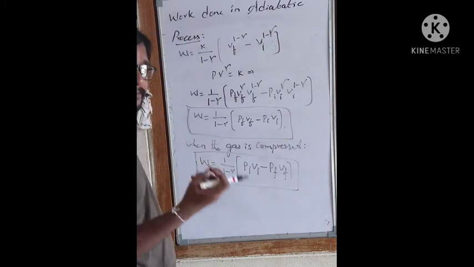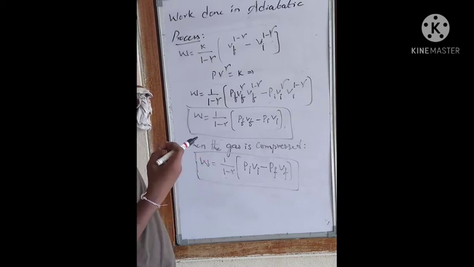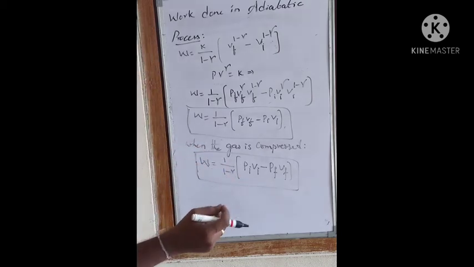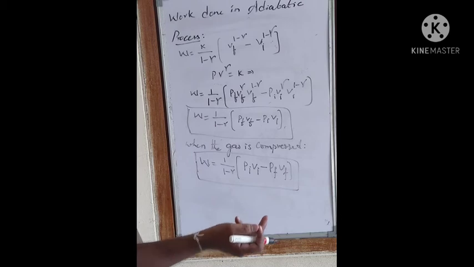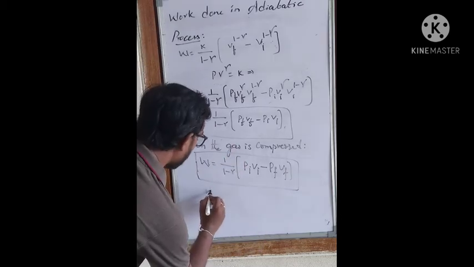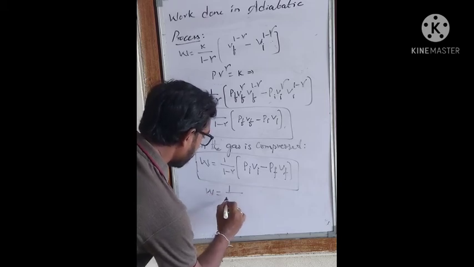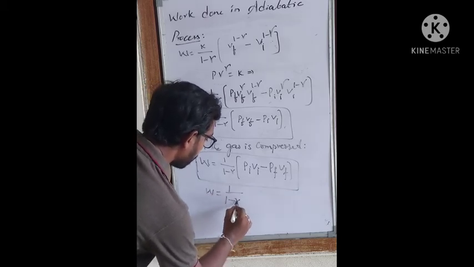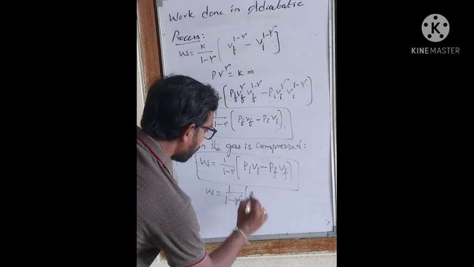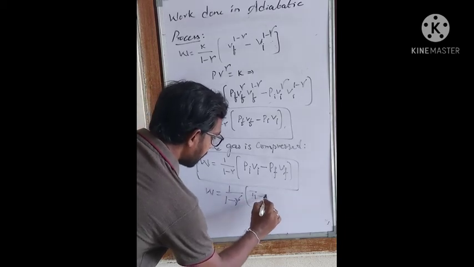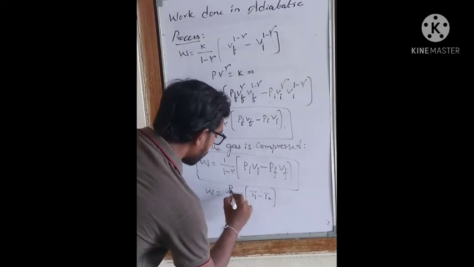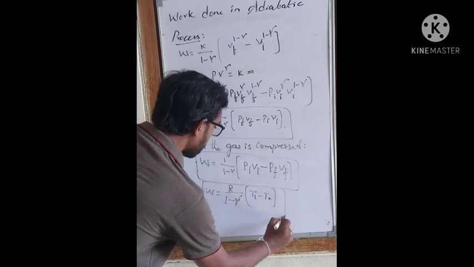Now, in terms of temperature also we'll write this equation. We know that PV equal to RT. Substituting that one, we get W equal to 1 by 1 minus gamma into R times Ti minus Tf. So you have to write like this.